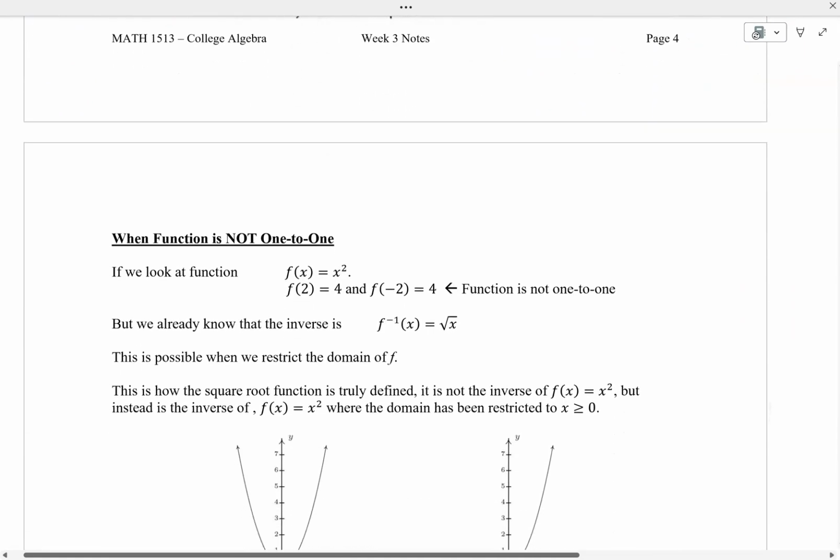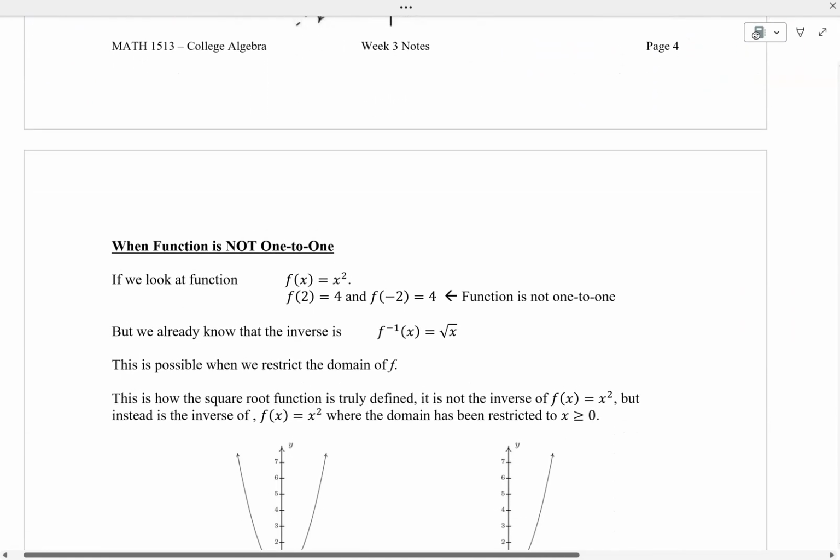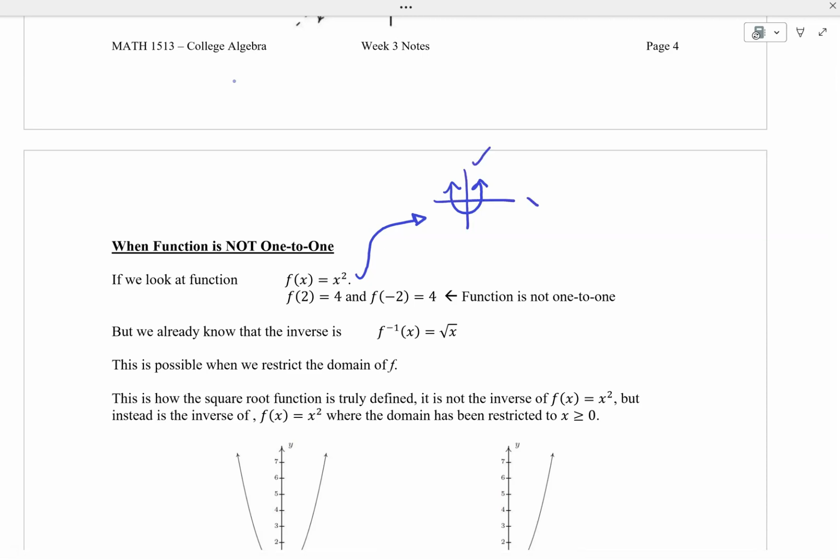What to do when they are not one-to-one. So remember a quadratic passes the vertical line test, but it fails the horizontal line test. And that's because, for that example, if I plug in 2, I get a 4. 2 squared is 4. If I plug in -2 squared, guess what? That's also a 4. So that's what makes it not one-to-one.